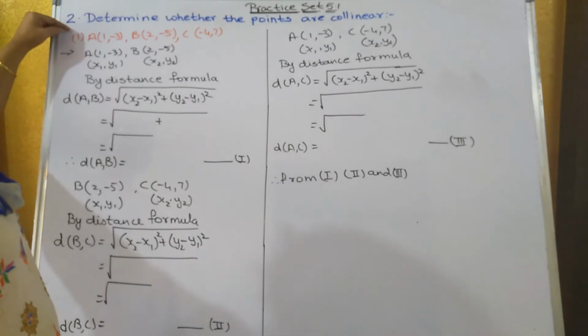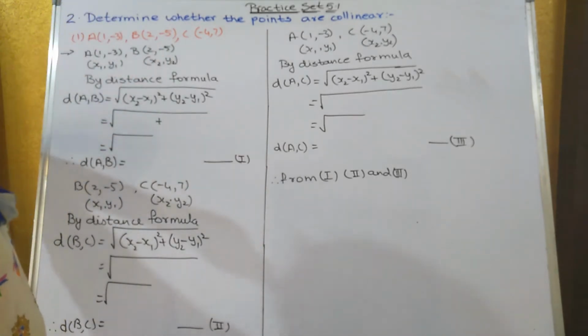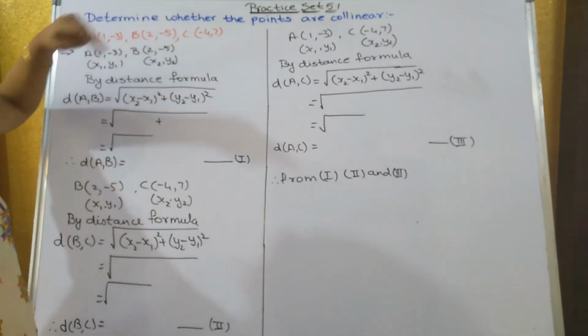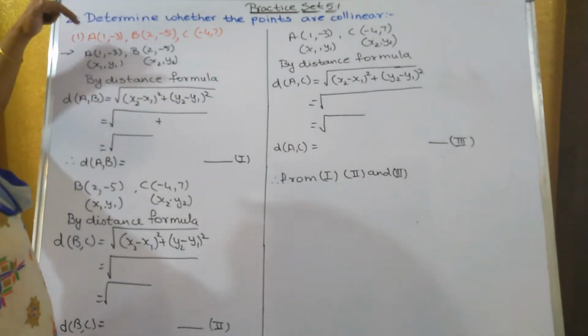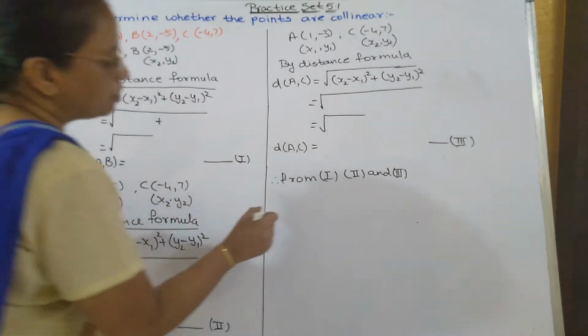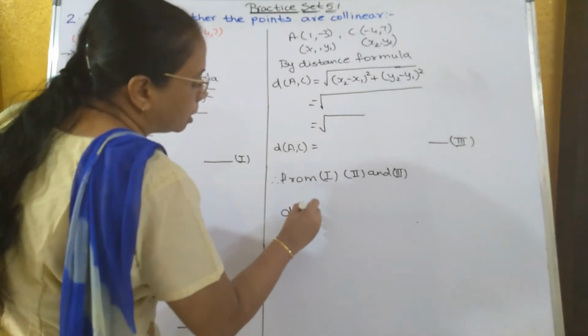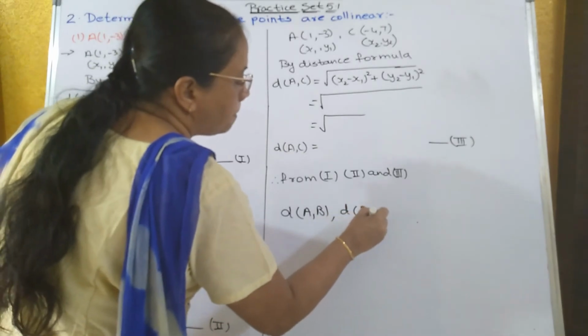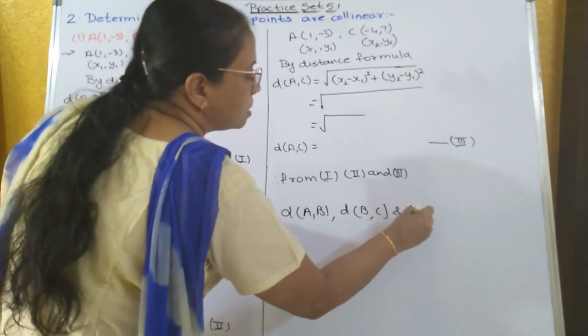Now a second sum, determine whether the points are collinear. We have to find out whether A, B and C are collinear points or not. In order to find out whether they are collinear points, first we have to find out all the three distances, that is distance AB, distance BC and distance AC.